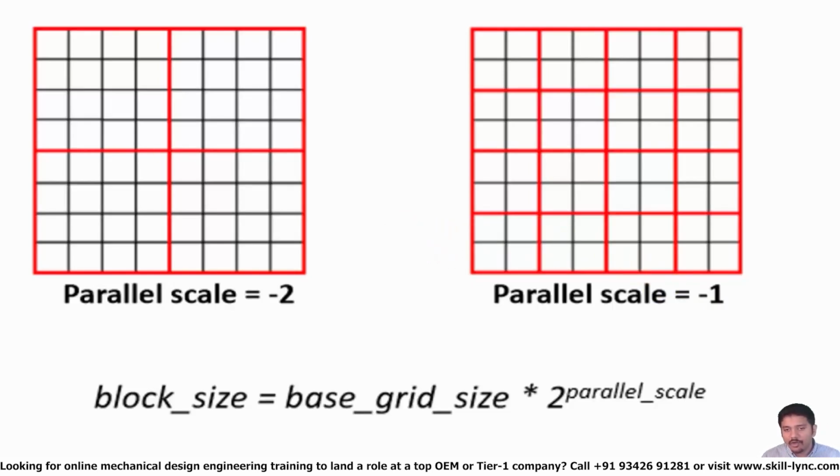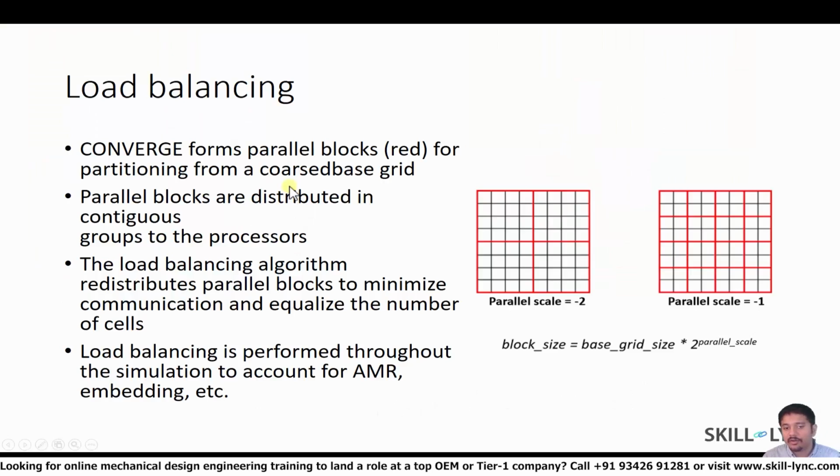Okay, so Converge forms parallel blocks for partitioning from a coarse base grid. Okay, parallel blocks are distributed in contiguous groups to the processors. The load balancing algorithm, which is METIS, redistributes the parallel blocks to minimize communication and equalize the number of cells. Load balancing is performed throughout the simulation to account for adaptive mesh refinement and embedding as well.